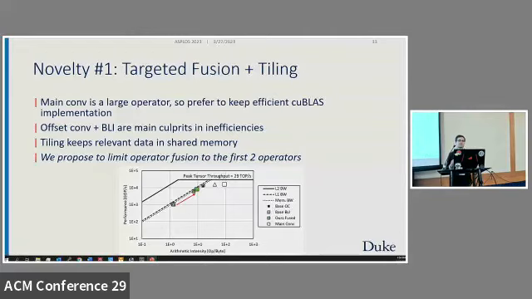Tiling is what enables us to parallelize this fused kernel and also make sure that the relevant data can be kept within shared memory. The figure here shows an example where, although we do give up some of the performance that the baseline offset convolution can achieve, we regain a lot of the performance that the bilinear interpolation is missing by fusing those two together. That's where we see the green square and triangle.